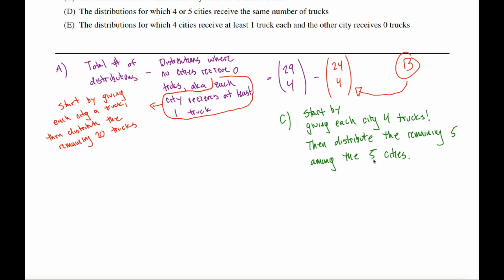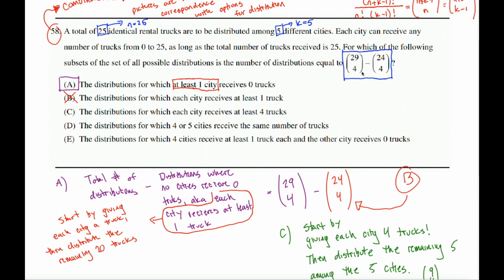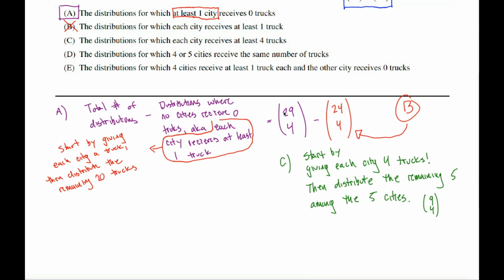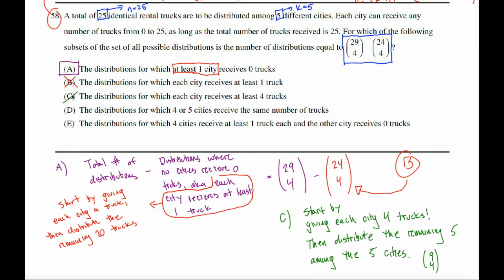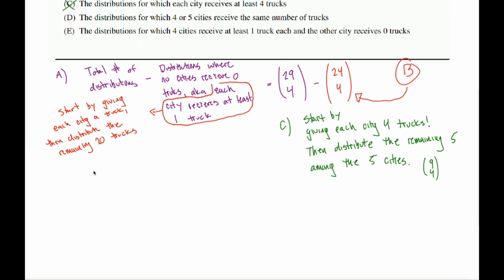How many ways can we distribute the remaining 5 trucks among the 5 cities? Sounds like 5 stars and 4 bars. There'd be 9 choose 4 ways to do that. Again, I don't think that 9 choose 4 is equal to 29 choose 4 minus 24 choose 4. But at the end of the video, I'll prove that fact. For now, because they look different, we'll say C is not the answer. What about D? The distributions for which 4 or 5 cities receive the same number of trucks. It's kind of a strange one.